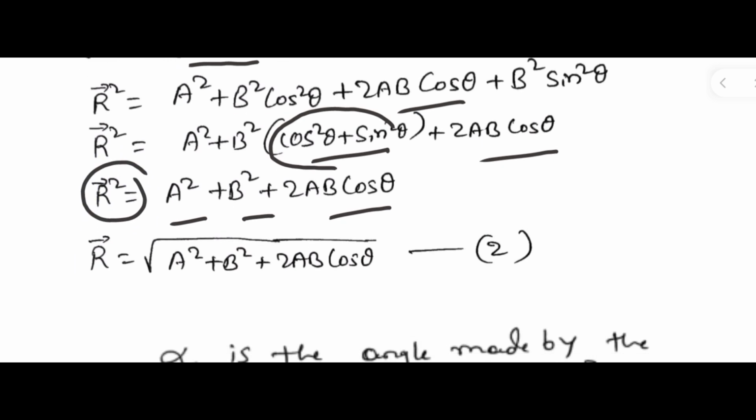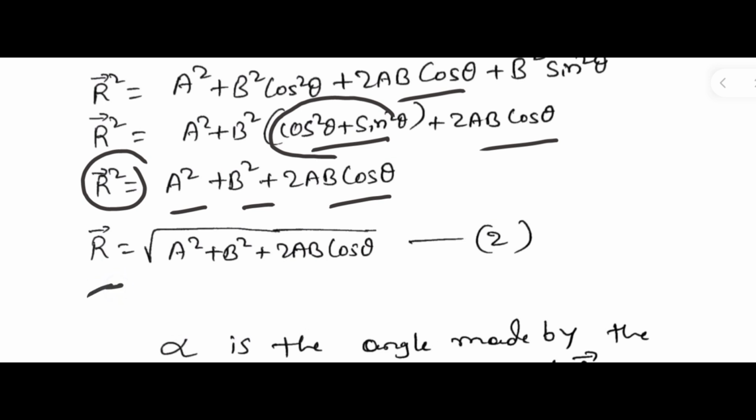Next we want an individual term, the resultant vector magnitude, so we take the root on the right side. R equals root of A square plus B square plus 2AB cos theta.